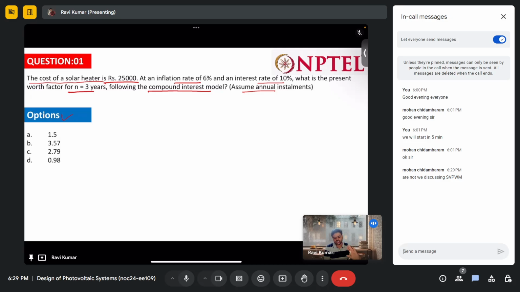So this is the question. It says the solar heater costs 25,000 rupees. Inflation rate is 6%. Interest rate is 10%. What is the present worth factor for n equals 3? If you require any formula, let me know. Solve it. I am giving you 2 to 4 minutes.